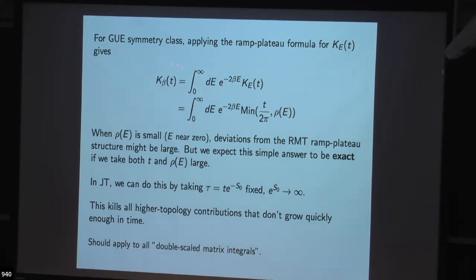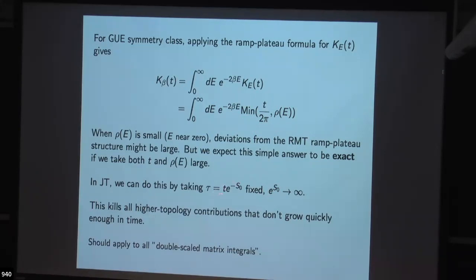This is a guess for K beta. Now the problem is, this includes a sum over energies where rho is small. That's when the plateau happens very early. And we may expect large deviations from this simple random matrix theory prediction, the ramp and plateau. But actually, we expect this to be exact when the density is large and the time is large. So we can do something nice, which is we can take e to the S naught to infinity. That's the prefactor in front of the density of states. So the density of states gets large for any finite energy.